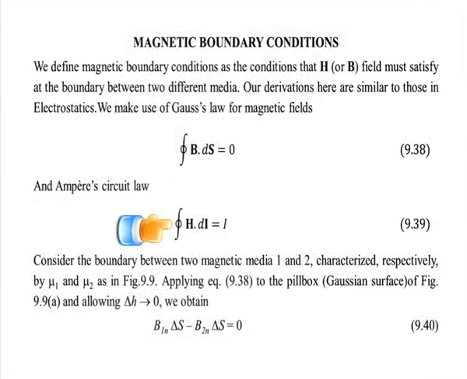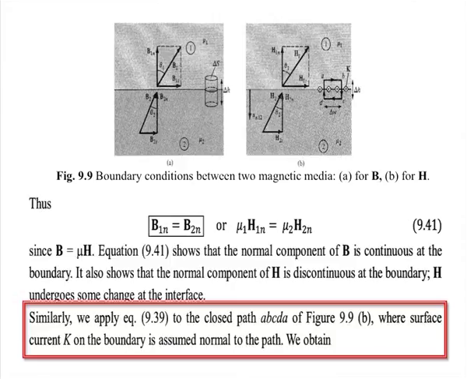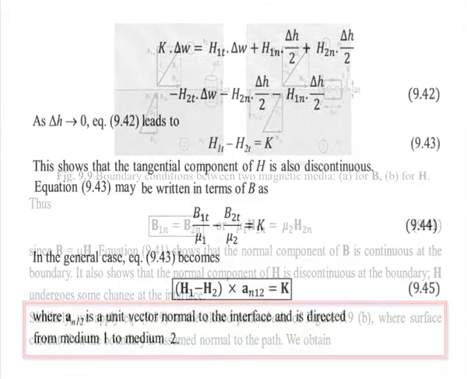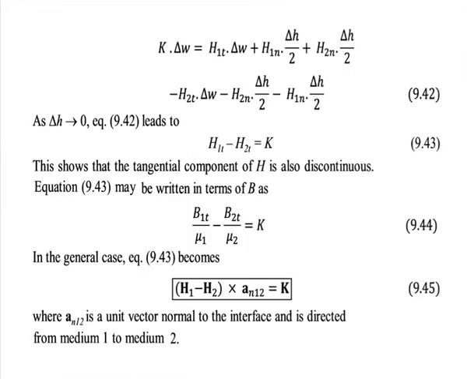Again, if we apply Ampere's circuital law, that is H dot dl over the closed path is equal to I, over the closed path ABCDA, where the surface current K on the boundary is assumed normal to the path, on solving and letting delta h tend to 0, we get H1t - H2t = K, or B1t/mu1 - B2t/mu2 = K. In the most general form we can write (H1 - H2) x aN12 = K, where aN12 is a unit vector normal to the interface and directed from medium 1 to 2.